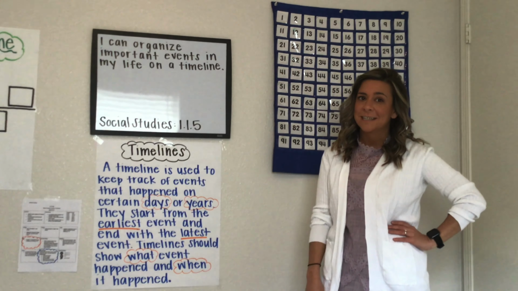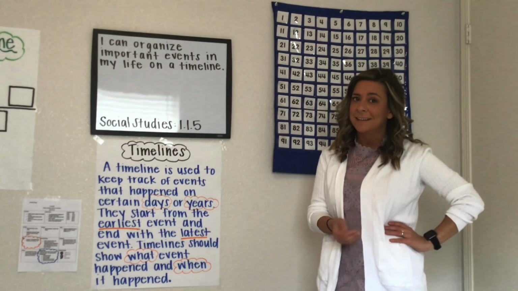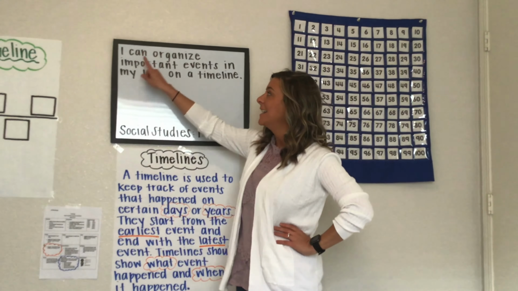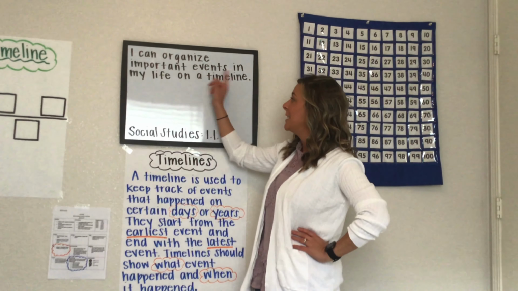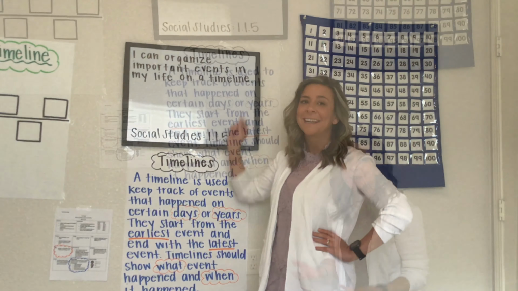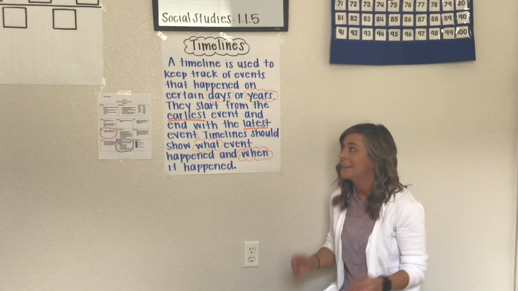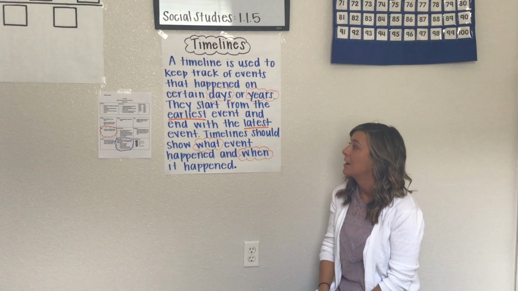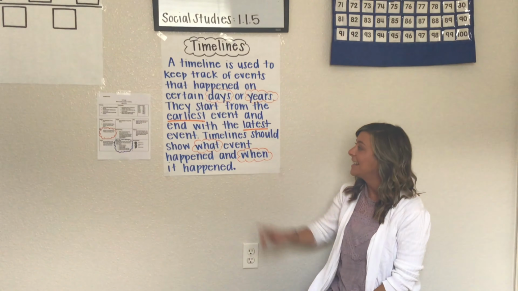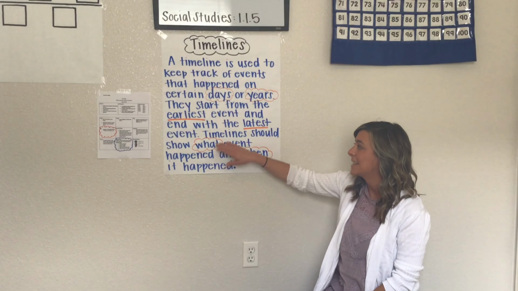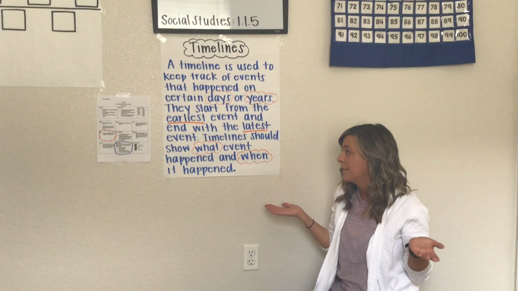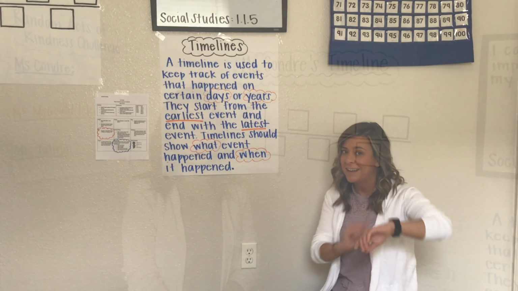Our objective for today, what you will be able to do at the end of the lesson, is: I can organize important events in my life on a timeline. So what is a timeline? A timeline is used to keep track of events that happened on certain days or years. They start from the earliest event and end with the latest event. Timelines should show what event happened and when it happened.